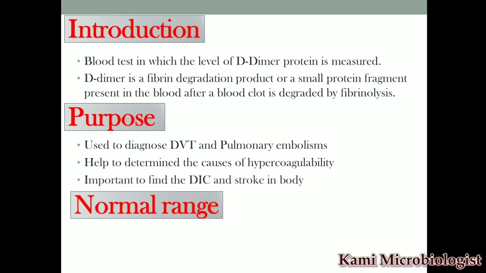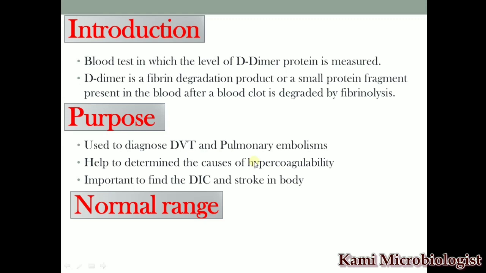Then another use of this test is to find out DIC and stroke in the body. DIC means disseminated intravascular coagulation. What does it mean? It is again a condition or a disease in which clotting will occur in different parts of our body. And stroke is actually a brain attack, we can say. So using this test we can find out each of these conditions or diseases.